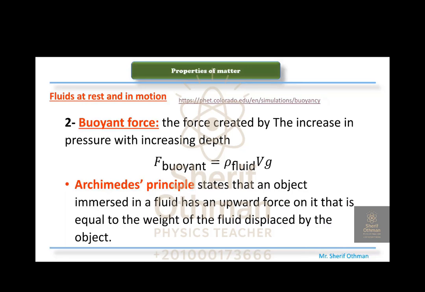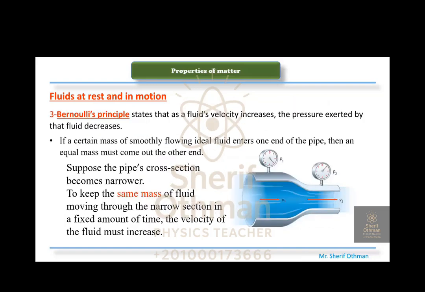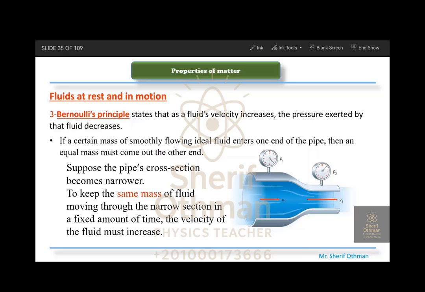Archimedes' principle states that an object immersed in fluid has an upward force on it that is equal to the weight of the fluid displaced by the object. Bernoulli principle is a relation between the fluid velocity and its pressure. As the velocity increases, the pressure decreases. The pressure exerted by this fluid decreases on the walls of the container. As particles move faster, they are unable to make pressure, with fewer collisions with the container walls, so the pressure decreases.